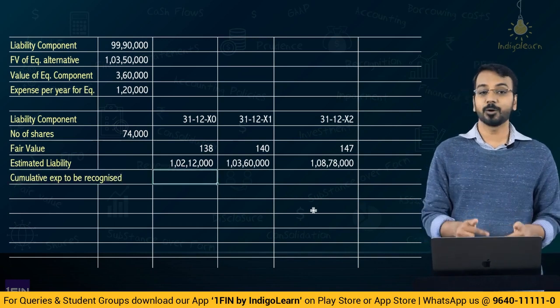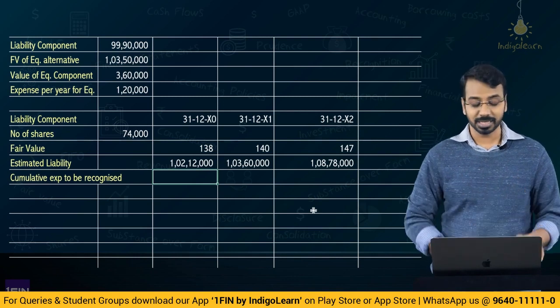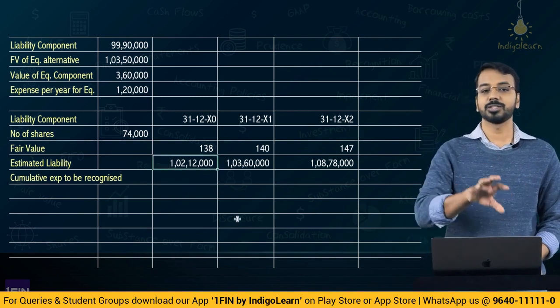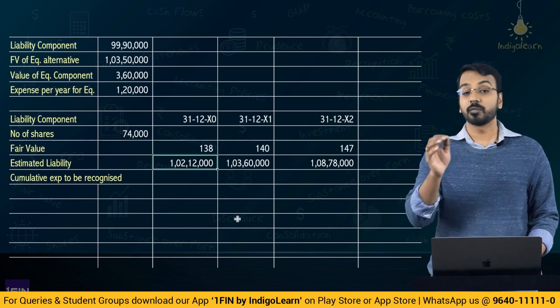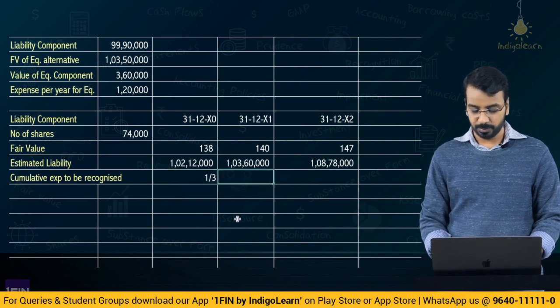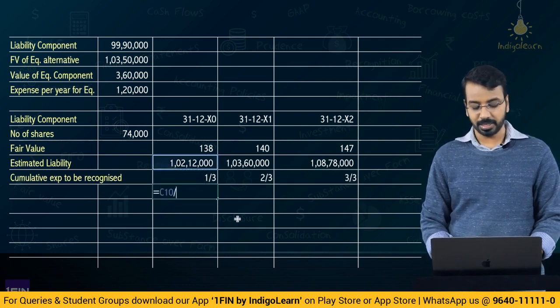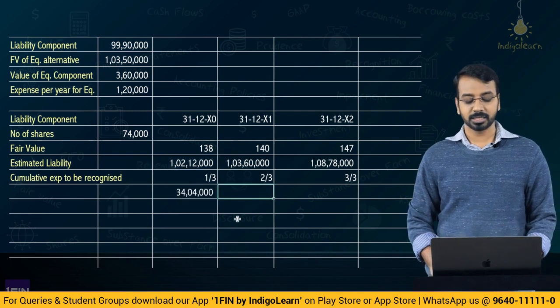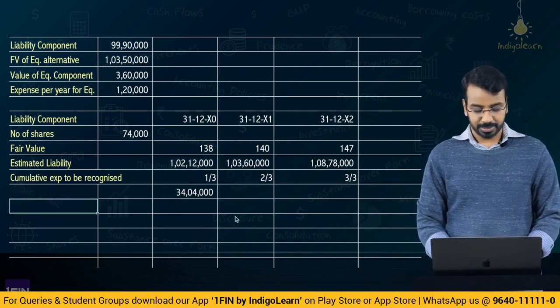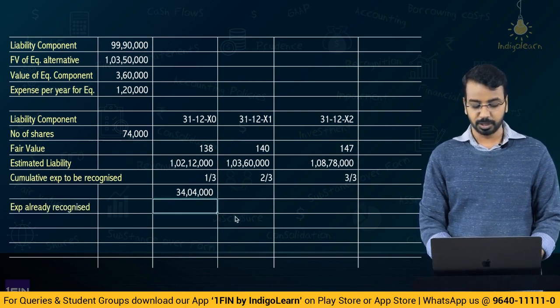So, at the end of year 1, how many years' expense will you recognize? The service condition is for 3 years and this is the total expense for 3 years. So, for the first year, what will be the cumulative expense? It will be 1/3, this one will be 2/3 and this one will be 3 out of 3, that is the full amount. So, it will be this divided by 3, you get 34,04,000. Expense already recognized is 0.